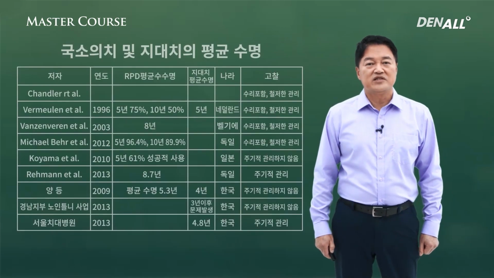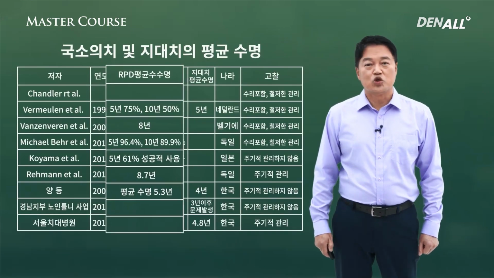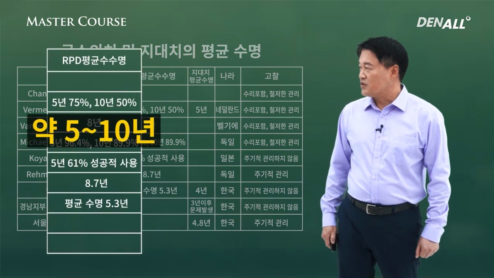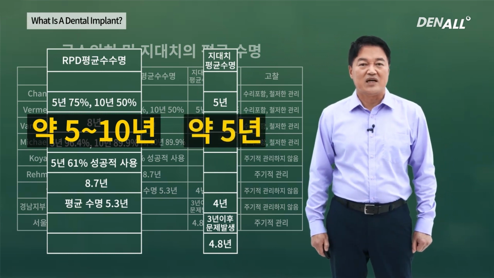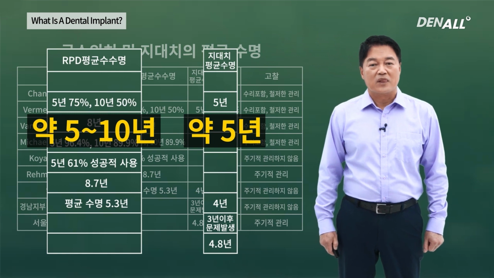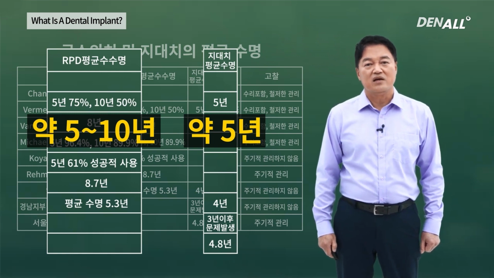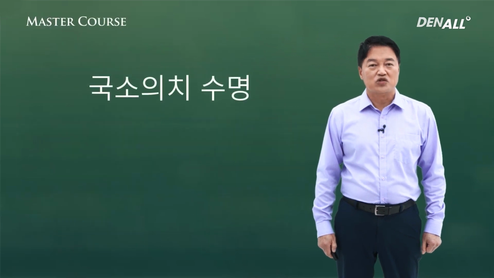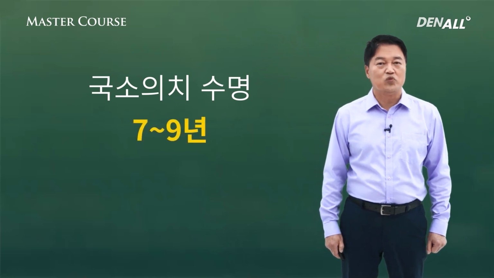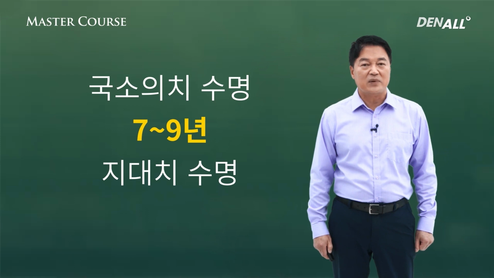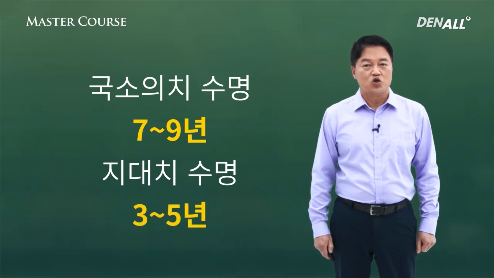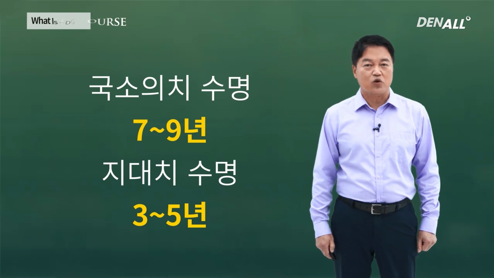If you look at multiple literature, RPD's average lifespan is approximately 5 to 10 years, and for the abutment, it's approximately 5 years, so it's shorter. Let's look at another Korean literature. According to the conclusion, RPD, if it is meticulously maintained, you can use it for 7 to 9 years. However, if it is not maintained properly, it is not as long, and the abutment becomes even shorter. The lifespan is approximately 3 to 5 years. This needs to be discussed with the patient in advance.